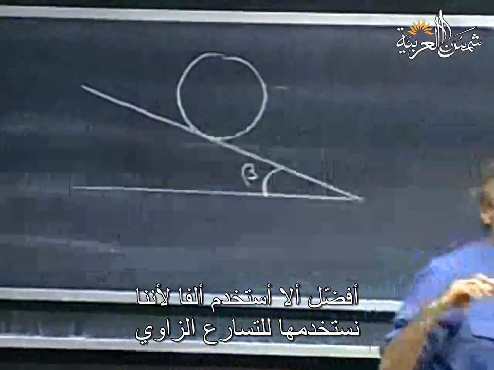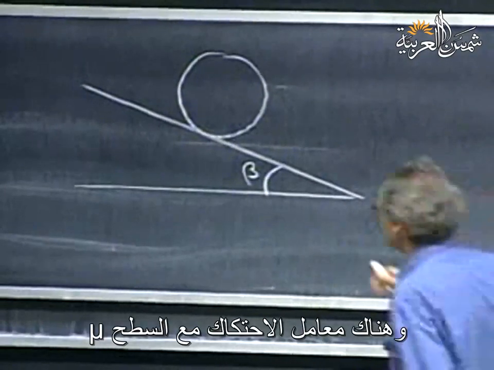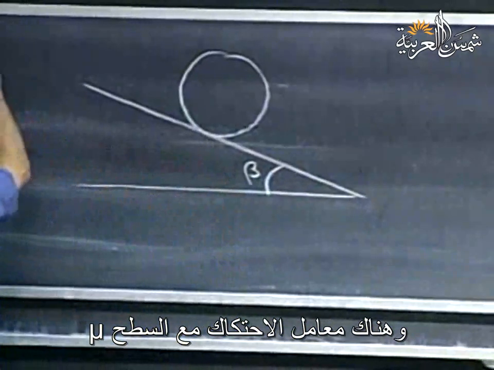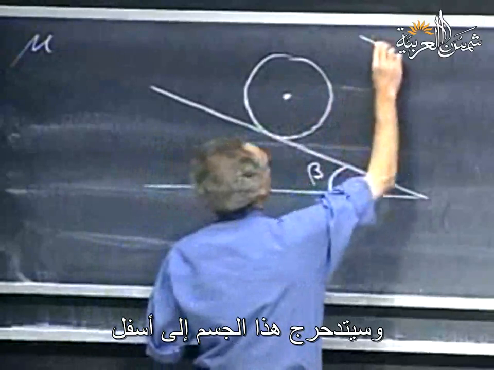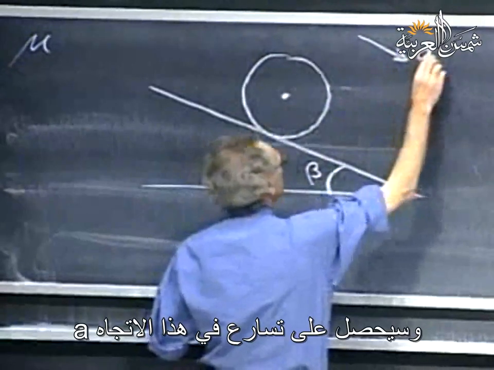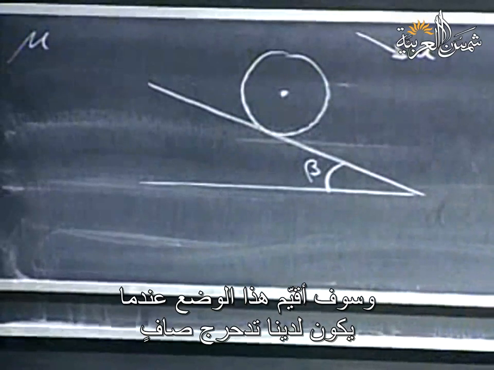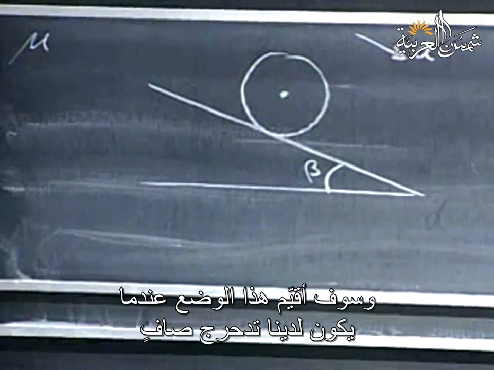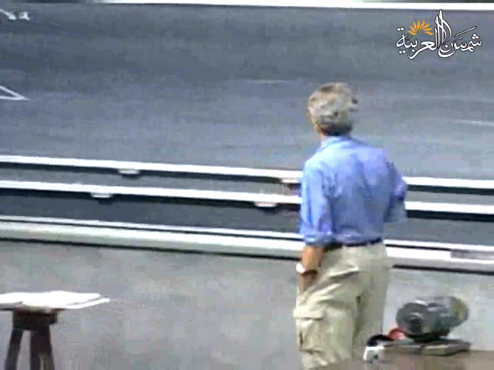I prefer not to use alpha because that's angular acceleration. And there is a friction coefficient with the surface, mu. And this object is going to roll down and is going to get an acceleration in this direction, A. And I will evaluate the situation when we have pure roll. That means the object is not skidding and is not flipping.